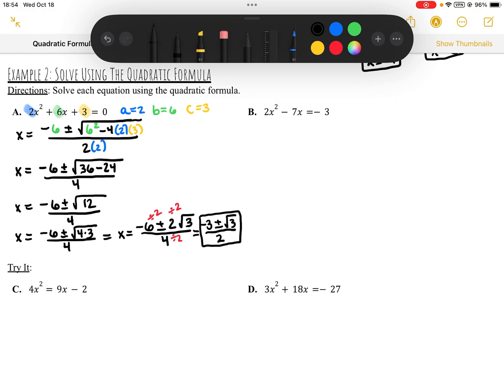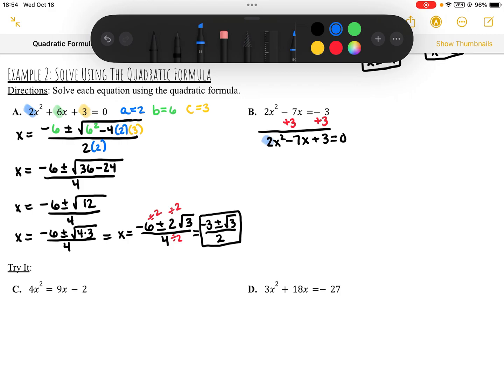For B, I have 2x squared minus 7x equals -3. I need to get everything to one side first because it's not in standard form. So I need to add 3 to both sides. So I'm going to have 2x squared minus 7x plus 3 equals 0.